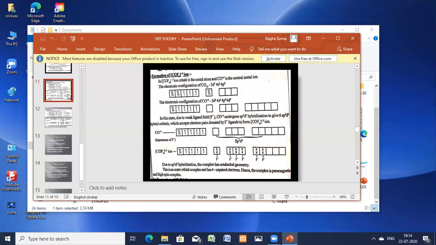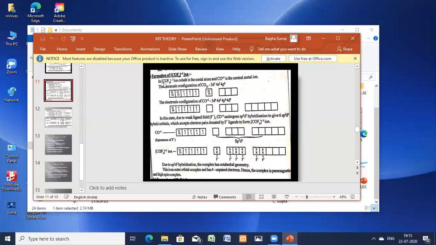Cobalt hexafluoride complex, we'll see. For the cobalt hexafluoride complex, here it is capital C, small o. It is not given as carbon monoxide. Capital C, small o. Hexafluoride cobalt complex, an anionic complex, we'll see.